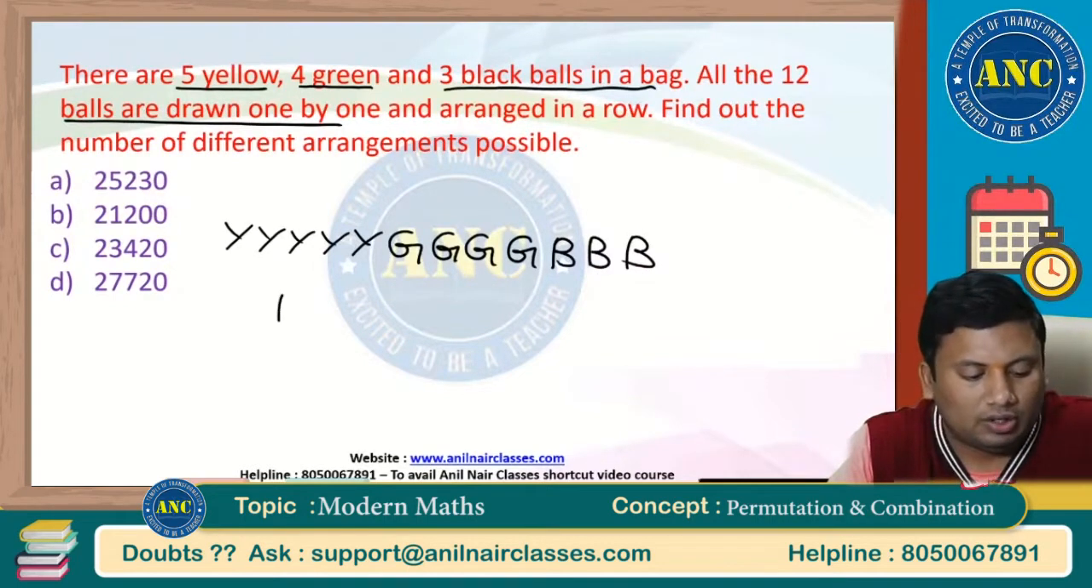So 12 balls can be arranged in 12 factorial. 5 yellow are there, so it is 5 factorial. 4 green are there.